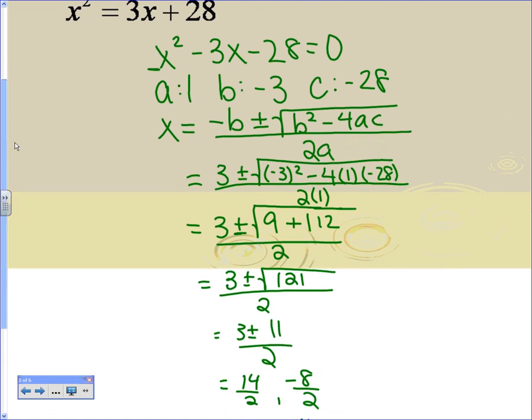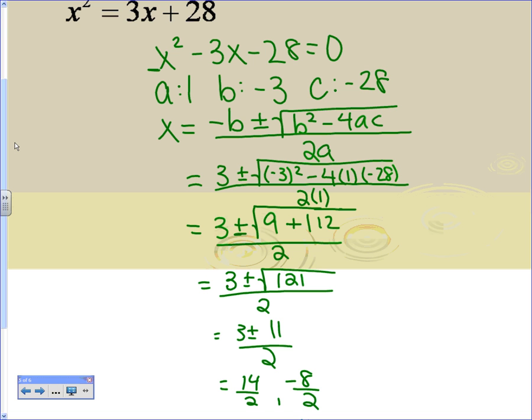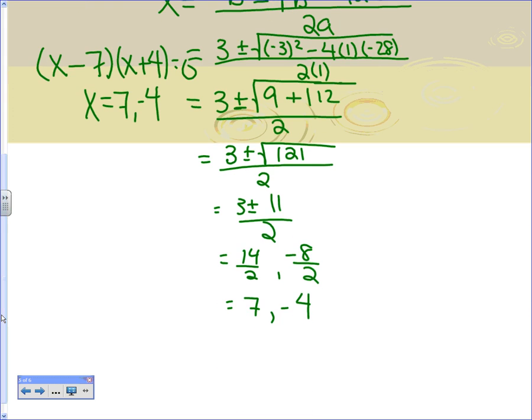Will this factor? How will it factor? X minus 7 times x plus 4. So what does your x equal? 7 and negative 4. Is that what we got? Usually they're not going to factor though. Does that make sense?